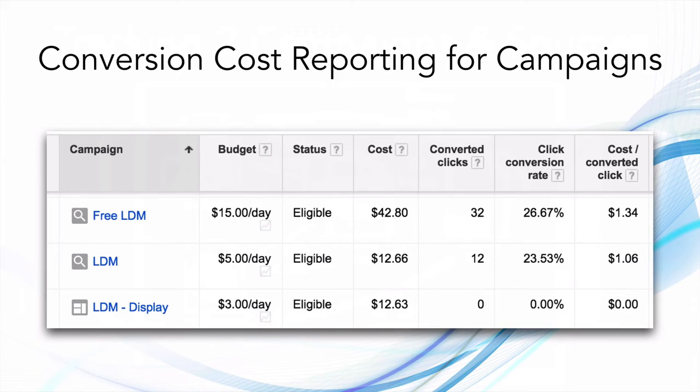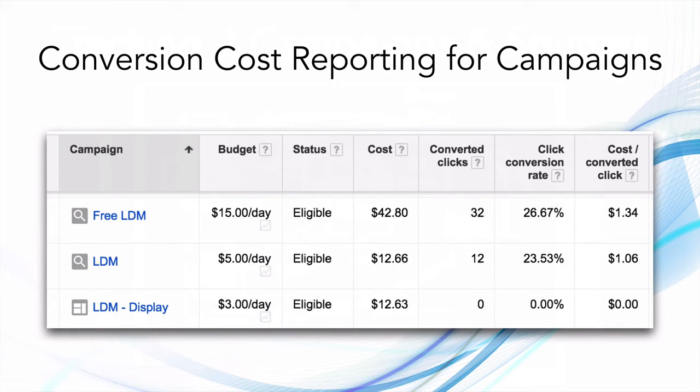But which campaign is performing better? We have to look at the conversion cost, right? So when you look at the rightmost column, cost per converted click is just $1.06 for the second campaign, but for the first campaign it is $1.34. So even though the first campaign has given us more clicks and more conversions, the cost per converted click is much higher. So here it's very obvious that the second campaign is performing better.